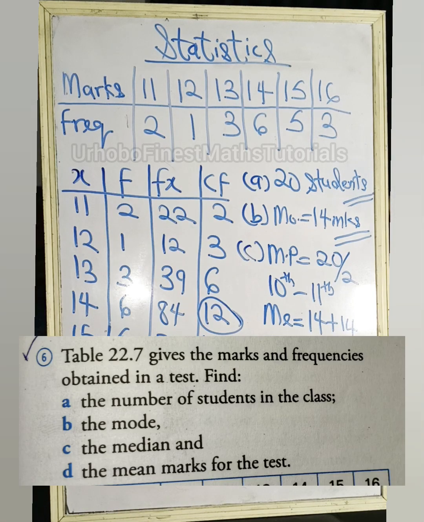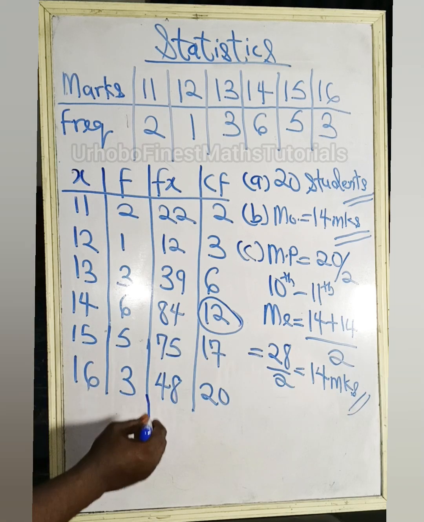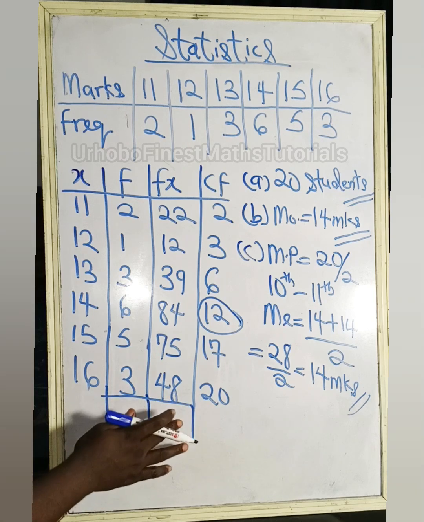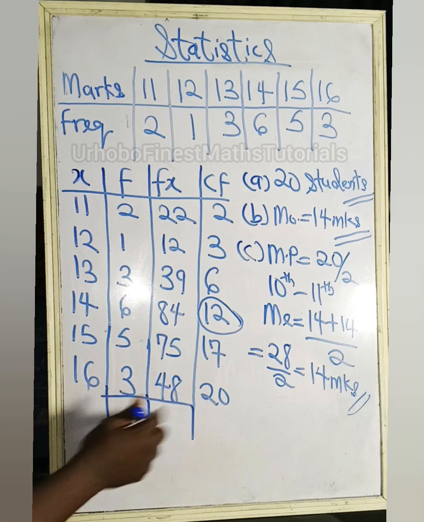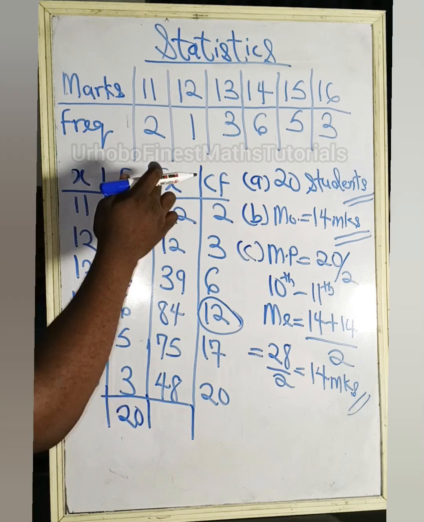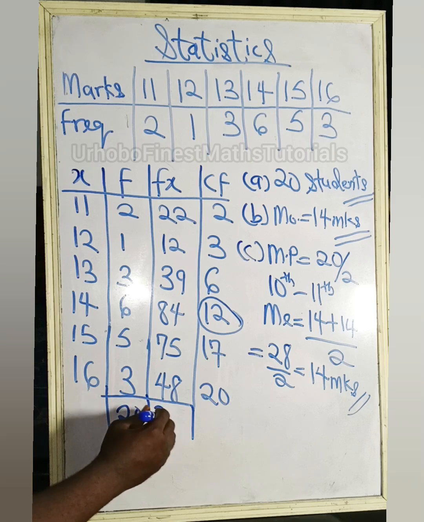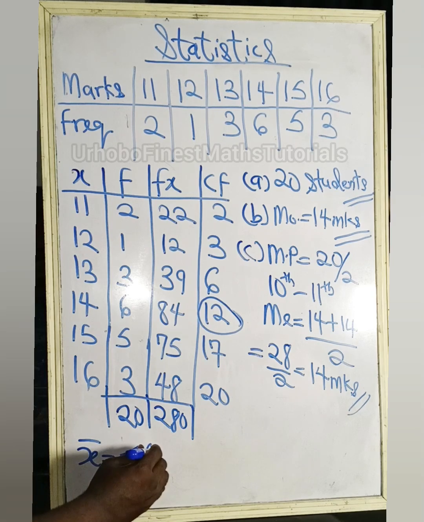So the last question here says we should look for the mean mark. Now to get that, we need to sum these two columns. This will help us get the mean. If you sum up this frequency, it's 20, you already know. And if you sum up this column, it's going to be 280. So the mean formula says x bar, which is the mean, is summation fx over summation f.